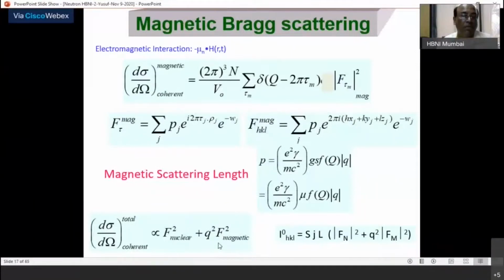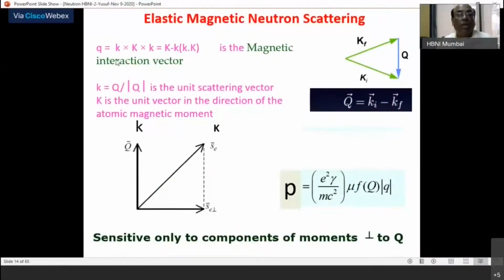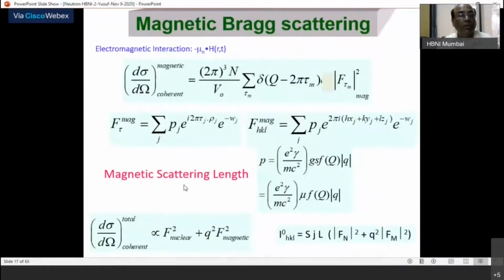But I must tell you, this is true. The Q square goes, that means what? The nuclear structure factor square, and the magnetic structure factor square multiplied by the Q square, the same Q, the magnetic interaction vector. Again I go back, the same Q, square of that. But you can do it like this, provided you are doing so-called unpolarized neutron diffraction.